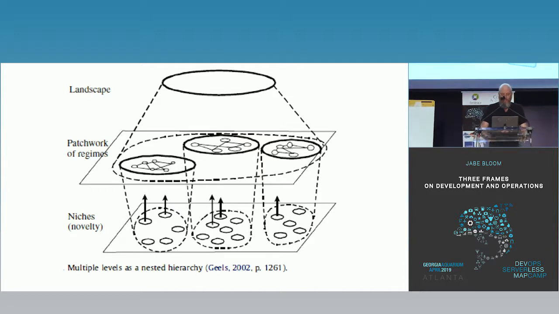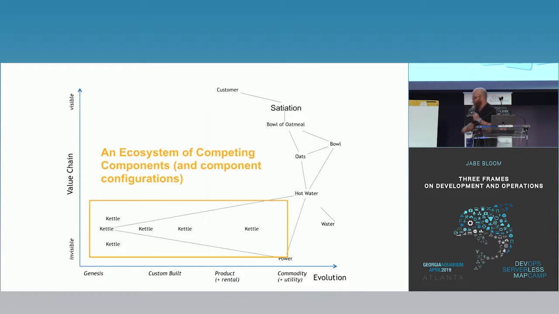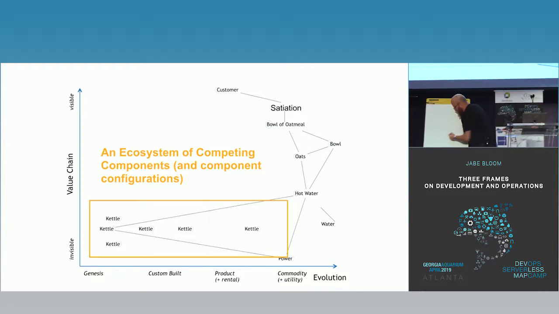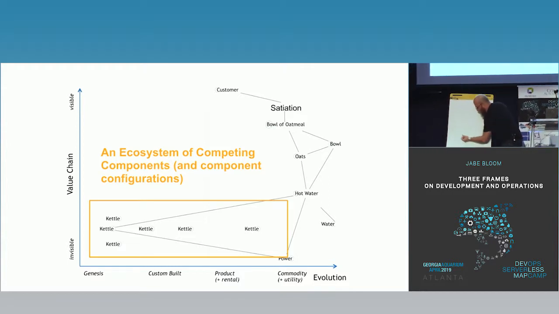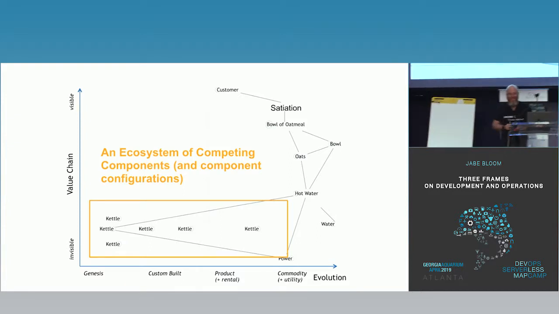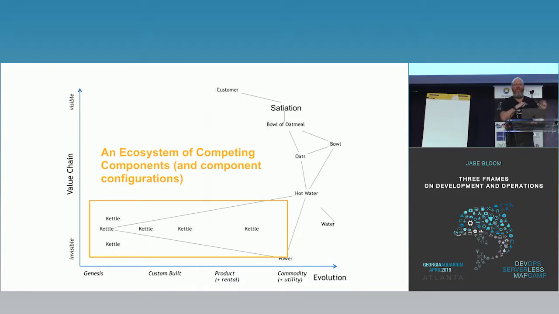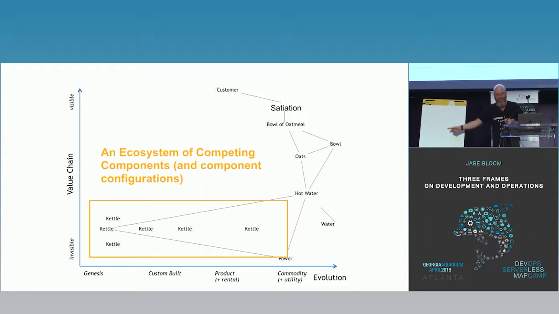So the last one, which you guys can't see, is roughly this. The drawing is just the same drawing, except what I point out is that there's lots of kettles. That's ecology. The fact that there's lots of them is what ecology means.